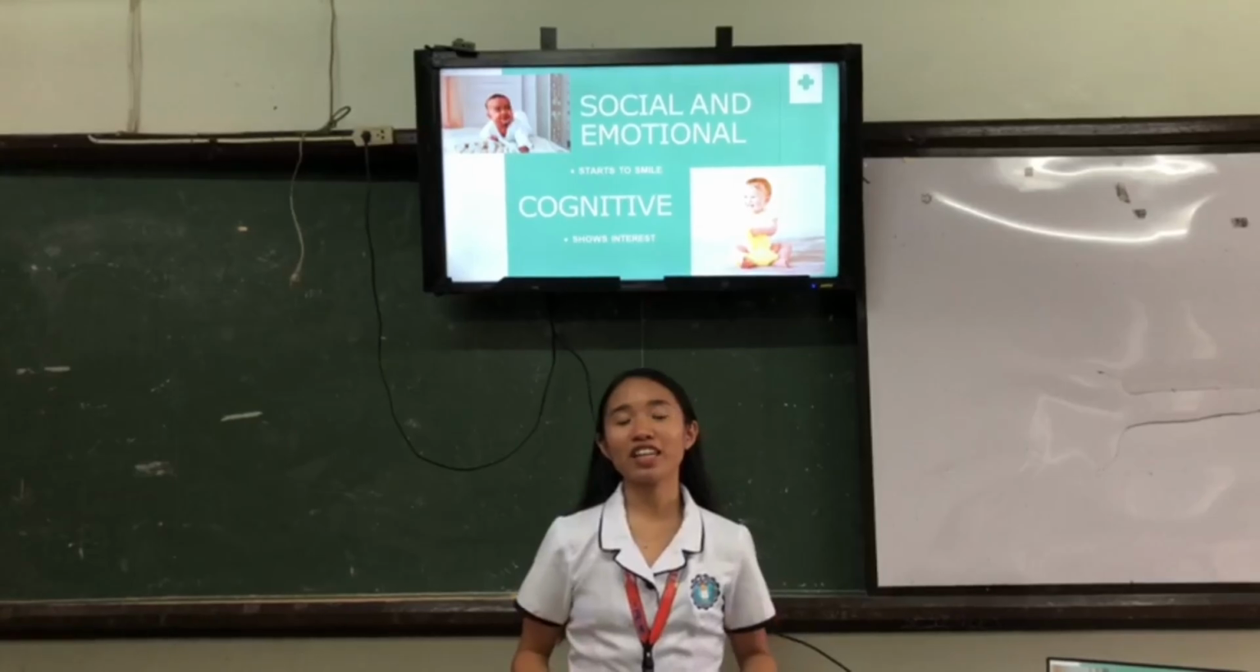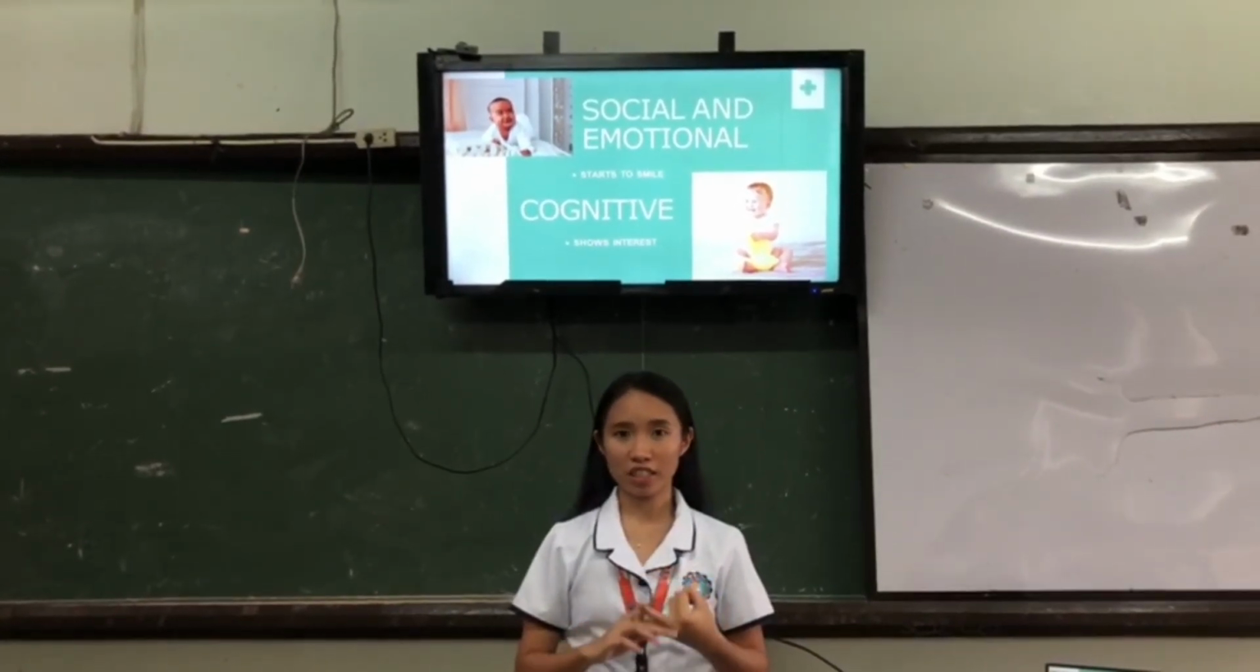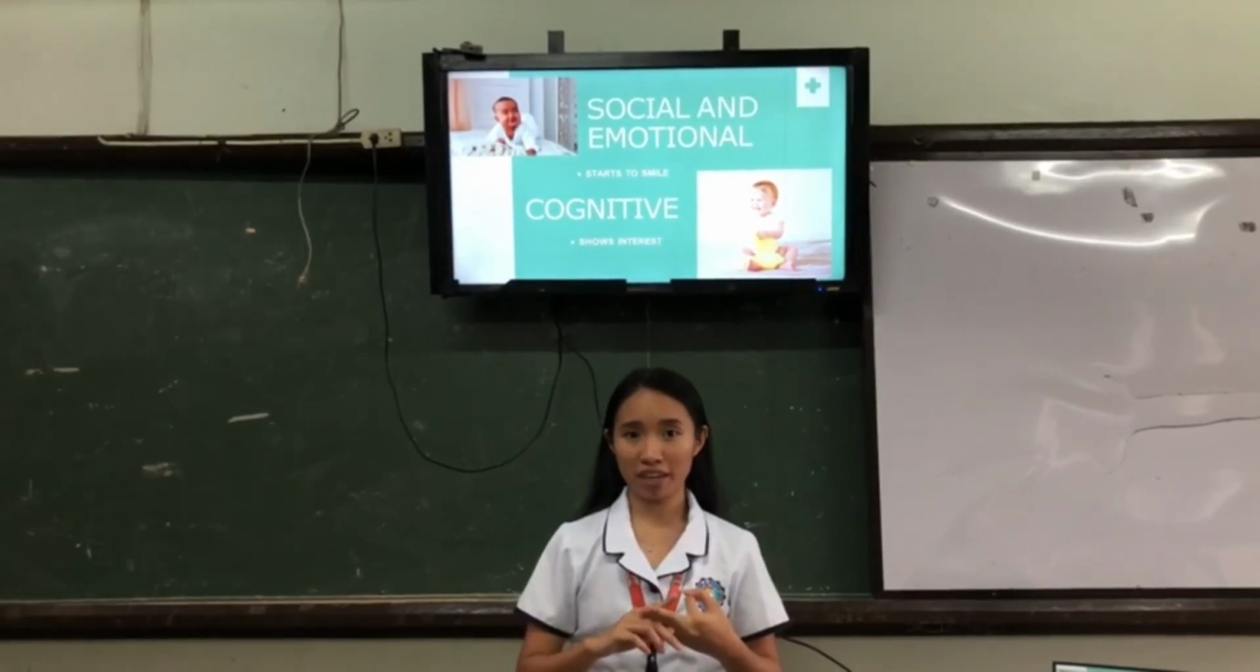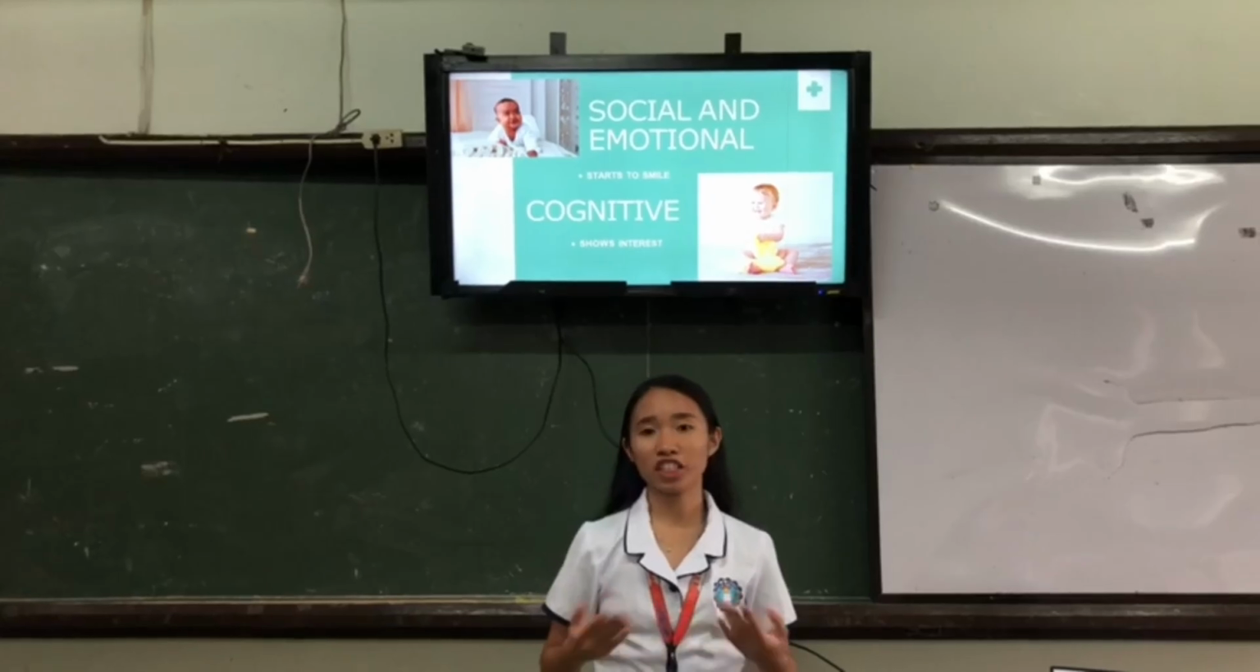So in general, a newborn exhibits early communication skills, physical responsiveness to stimuli, social engagement through smiling, and cognitive interest in faces and objects, which lays the foundation in their development.